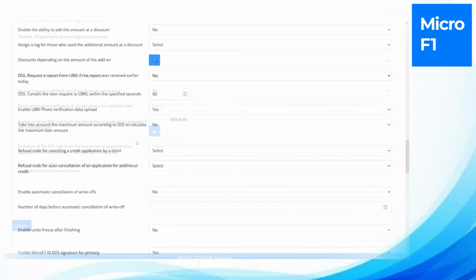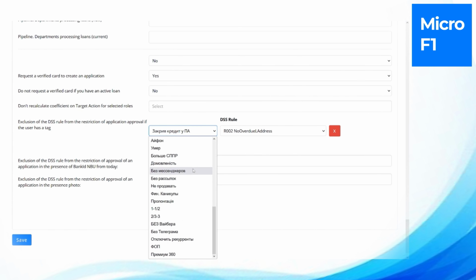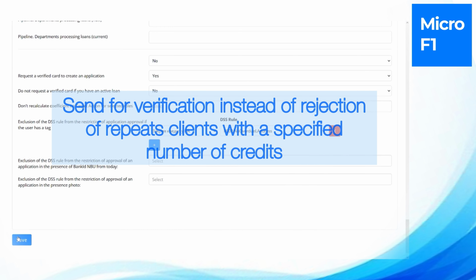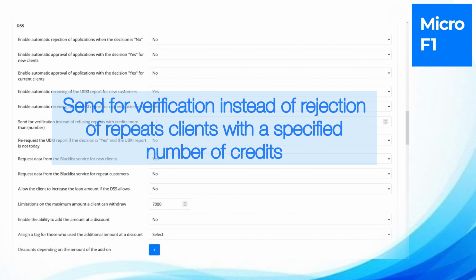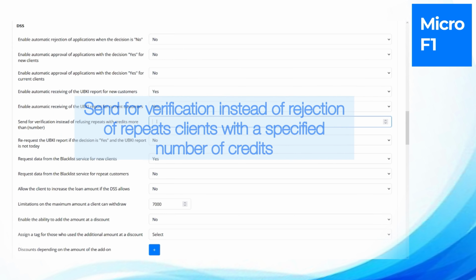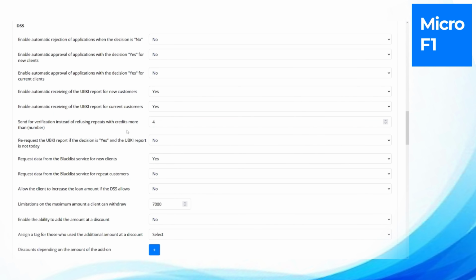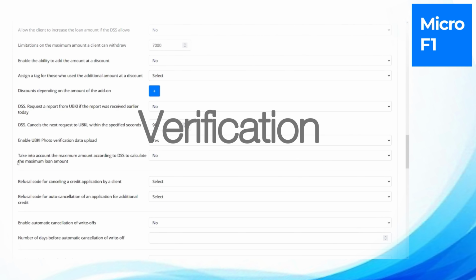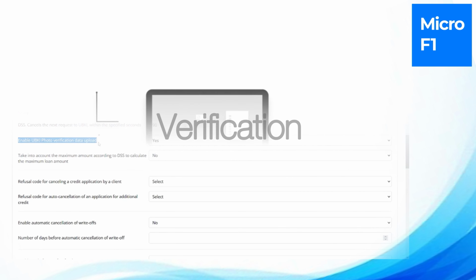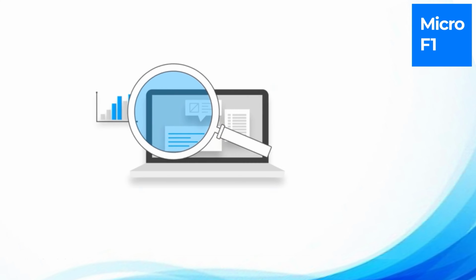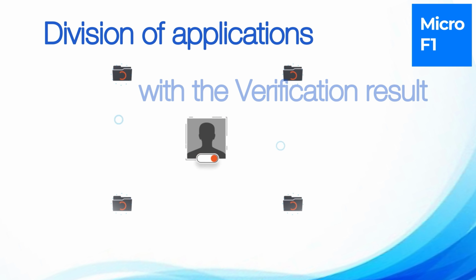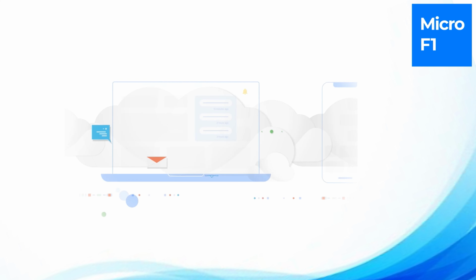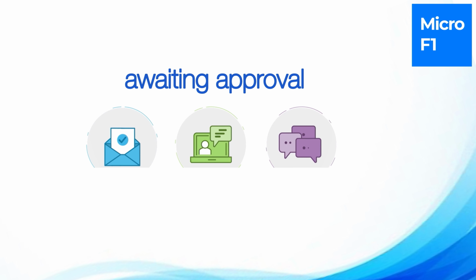Please be aware that there are other ways to manage the loan application here, depending on the results of the DSS. For example, send for verification instead of rejection of repeat clients with a specified number of credits. And here, we enter the number of credits in the field. The result of the scoring process gets the value verification only when the system has any doubts, so it sends the application for revision. MicroF1 provides for the distribution of applications of this type among employees. They receive notifications, and at that time the borrower is awaiting approval.